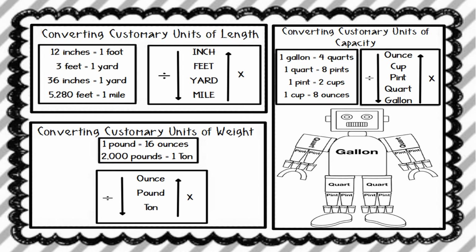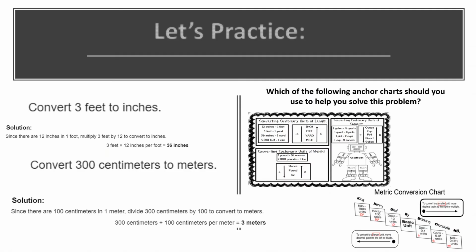This is another one to show you converting customary units of length. So you have 12 inches equals 1 foot, 3 feet equals 1 yard, 36 inches equals 1 yard, and 5,280 feet equals 1 mile. When you're converting customary units of weight, remember 1 pound equals 16 ounces and 2,000 pounds equals 1 ton. Over here, we're doing capacity. Units of capacity, so 1 gallon equals 4 quarts, 1 quart equals 8 pints, 1 pint equals 2 cups, and 1 cup equals 8 ounces.